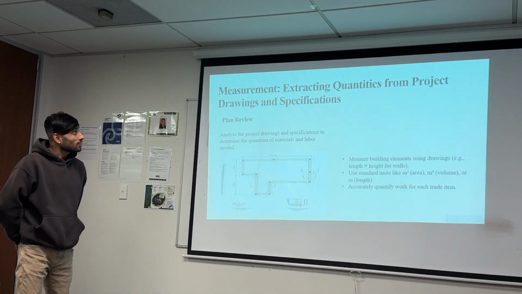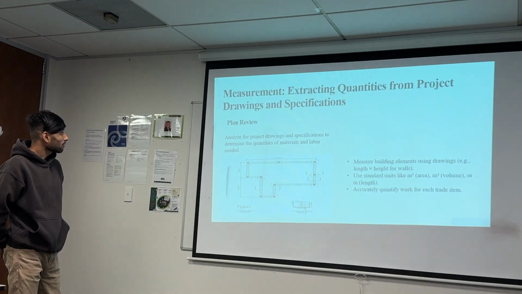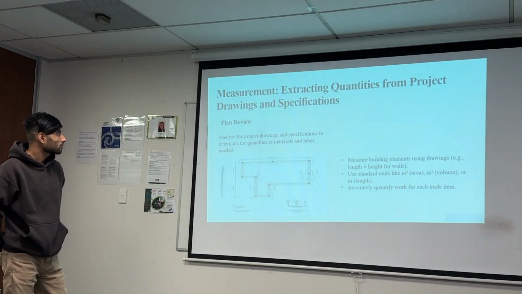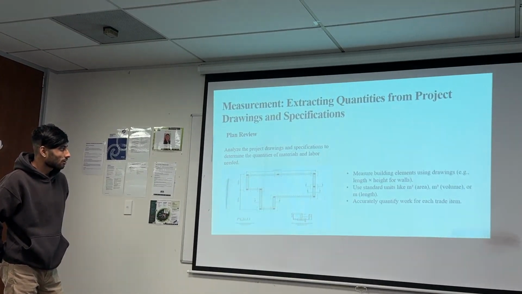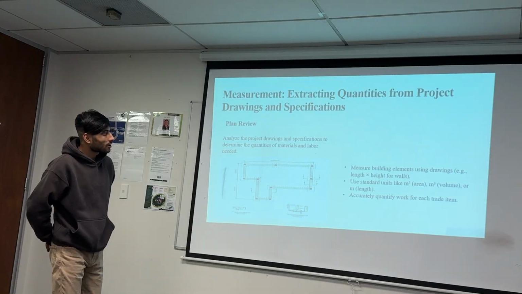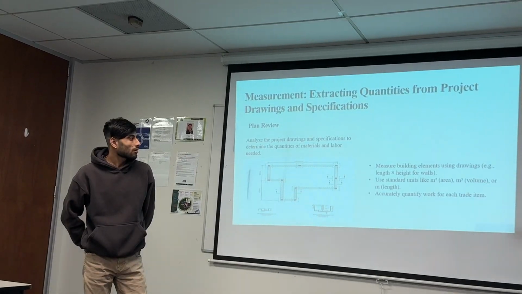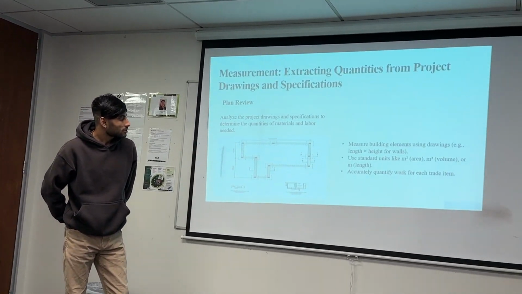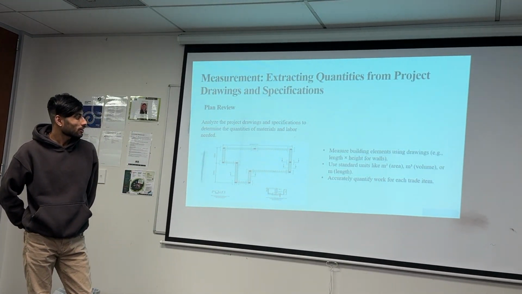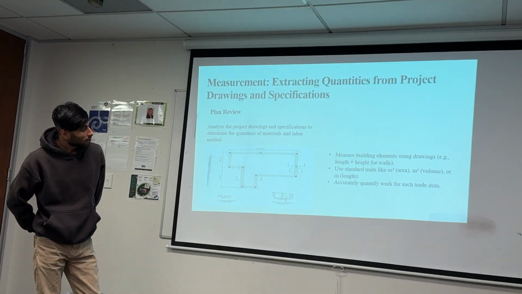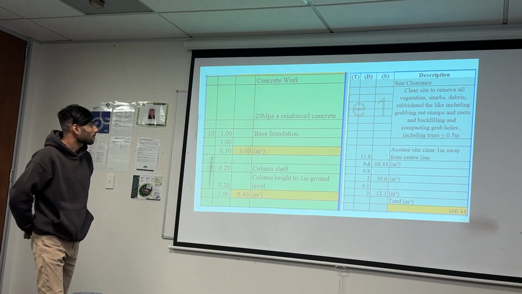Next one is the measurement, extracting quantities from the project drawing and specification. First one is the plan review: analyze the project drawing and specification to determine the quantities of material and labor needed. We need to measure building elements using the length, breadth and height of the wall, column, foundation, using the standard measurements like square meter, cubic meter or meter, and accurately quantifying work for each trade item. Here is the example of that.